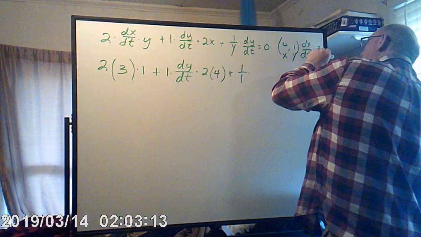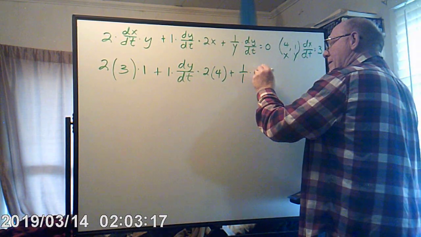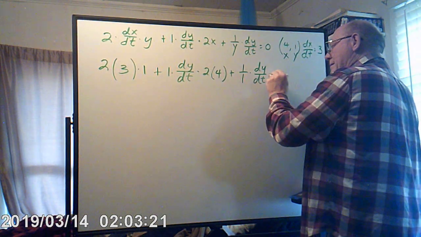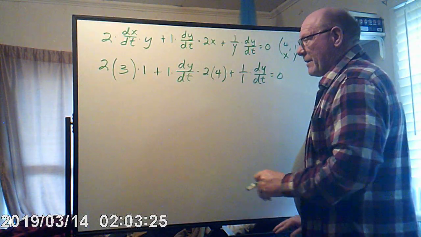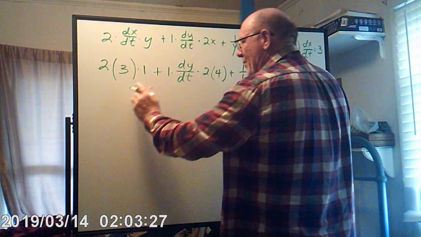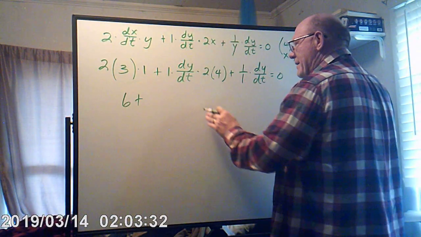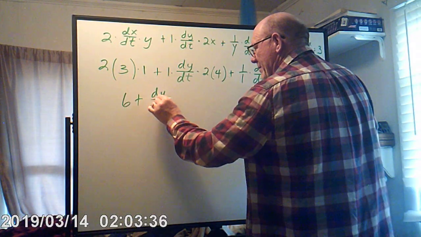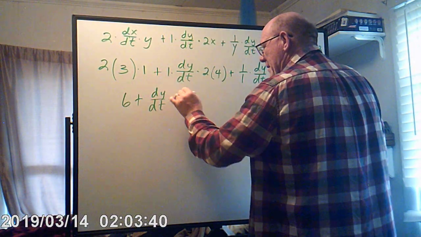dx over dt equal to 3. Squeeze that in there. Times dy over dt, which we do not know, is equal to 0. 2 times 3 is 6. 6 times 1 is 6. Plus dy over dt. 1 times dy over dt is dy over dt. 2 times 4 is 8.